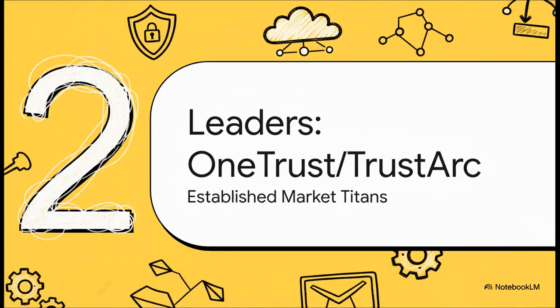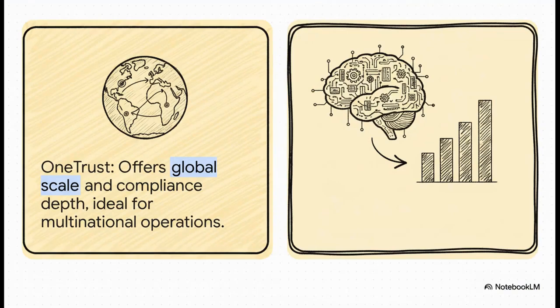All right, let's switch gears and talk about the solutions. We're going to start with the heavyweights, the platforms that are usually the first pick for those really large global companies. So this slide really breaks down their core philosophies. Think of OneTrust as the go-to for these huge multinational operations that need that global scale. TrustArc, on the other hand, leans really heavily into AI to give you these deep insights and powerful reports, which is especially useful for highly regulated industries.